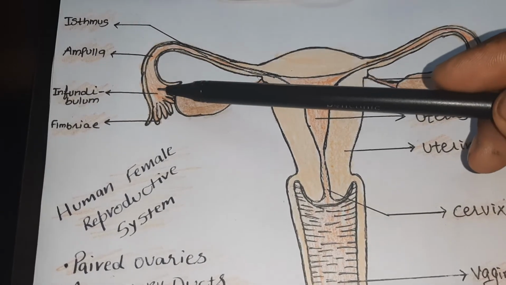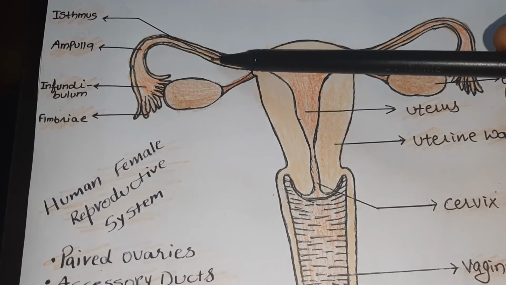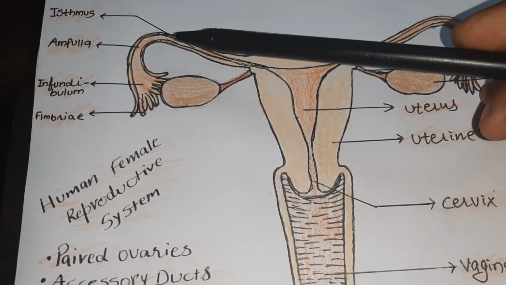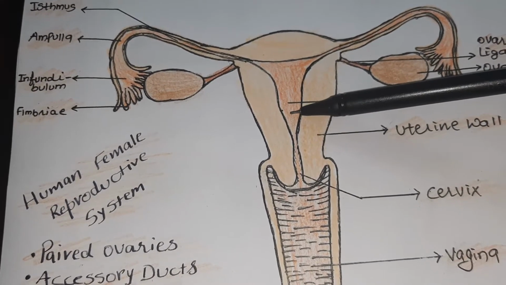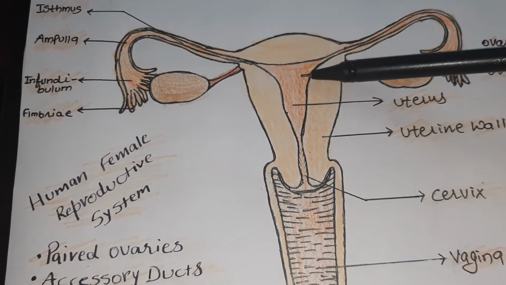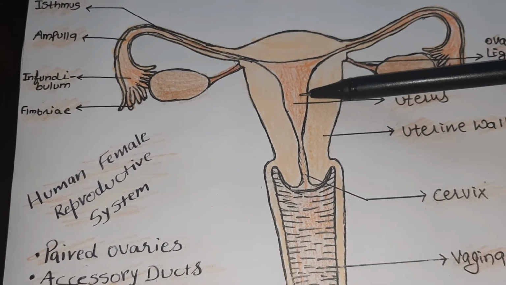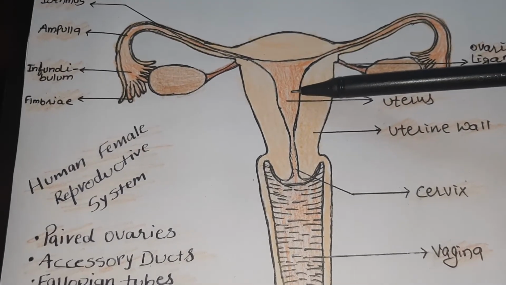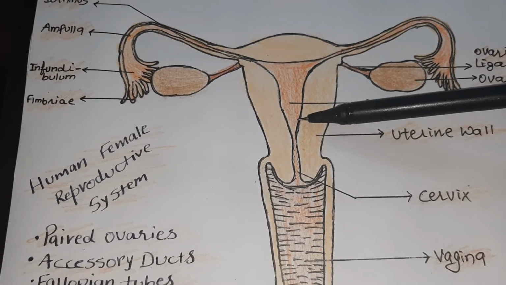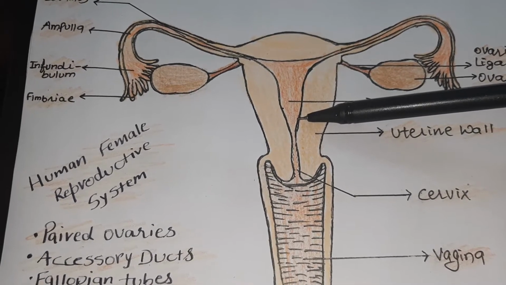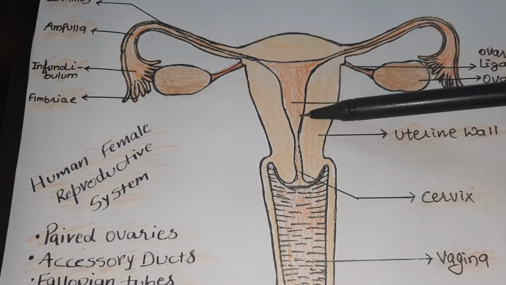And you must know that the inner lining of the fallopian tube has ciliated epithelium that helps to push the egg towards the uterus. Now let's discuss about the uterus. Uterus is a bag-like structure which is about 7.5 centimeter long and 5 centimeter wide. It is just like an inverted pear. It is supported by ligaments attached to the pelvic wall.